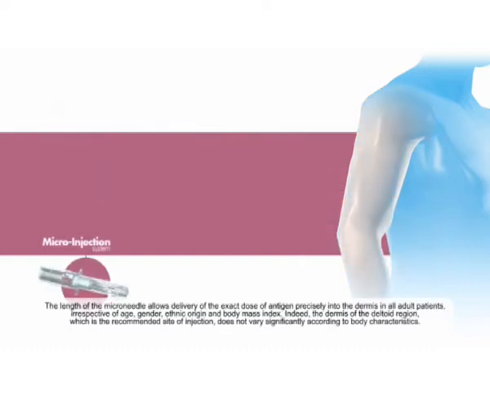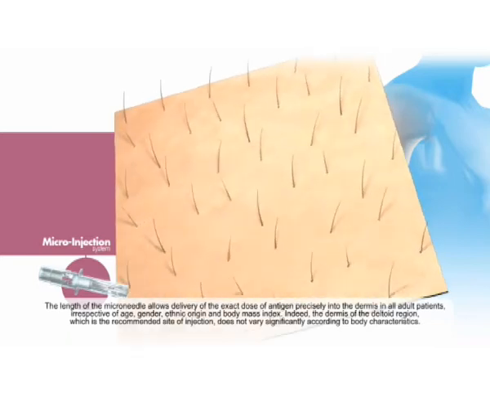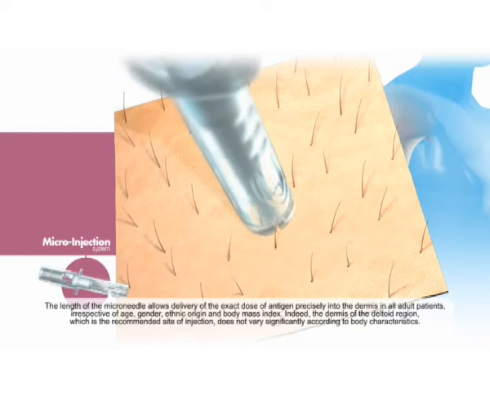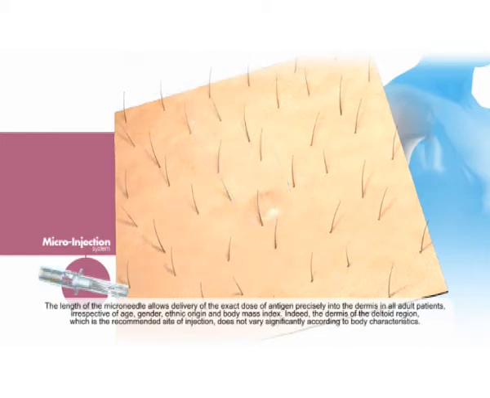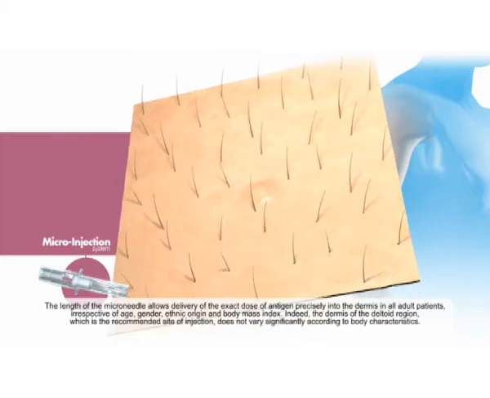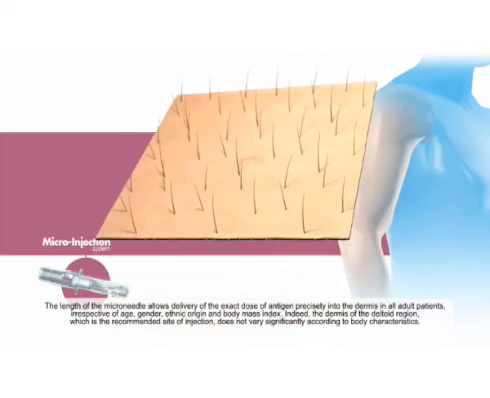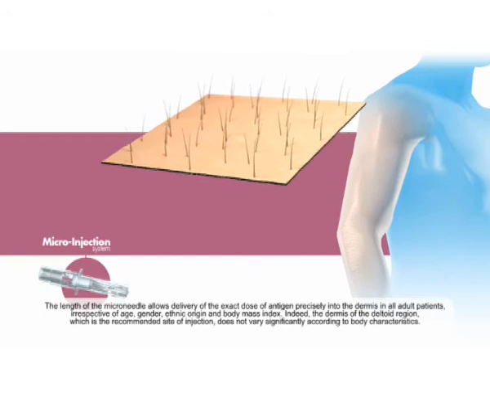The length of the microneedle allows delivery of the exact dose of antigen precisely into the dermis in all adult patients, irrespective of age, gender, ethnic origin and body mass index. Indeed, the dermis of the deltoid region, which is the recommended site of injection, does not vary significantly according to body characteristics.